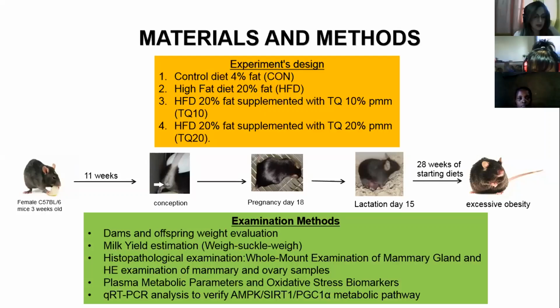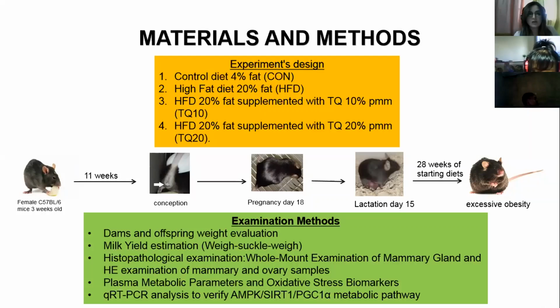The methods of our experiment were to evaluate weight, milk yield, mammary and ovary morphology, examine plasma metabolic parameters and oxidative stress biomarkers, and run qRT-PCR analysis to verify the AMPK SIRT1 PGC1 alpha metabolic pathway. Here are the results of our study.